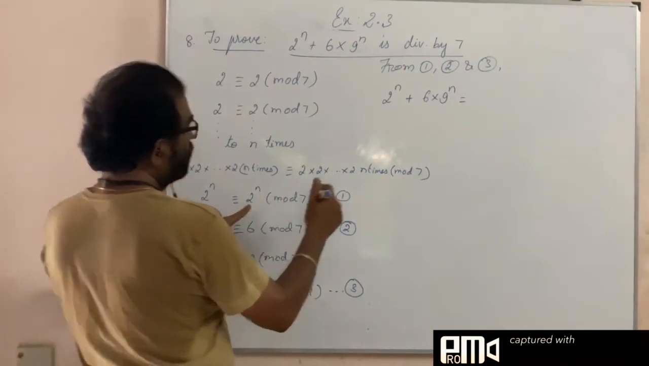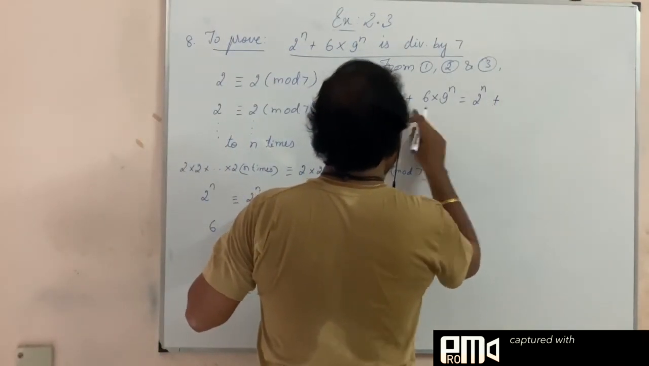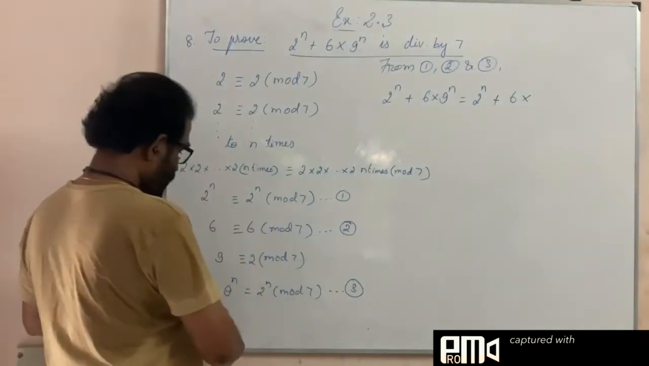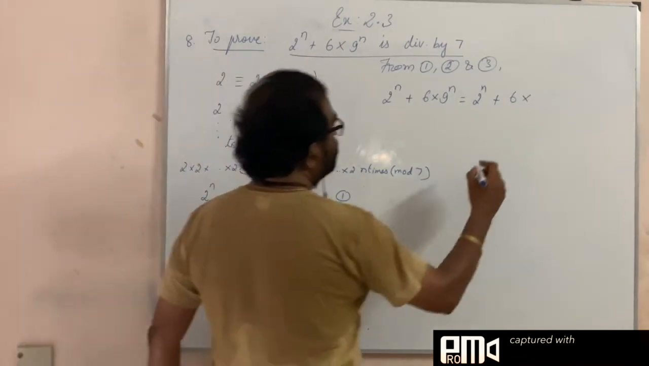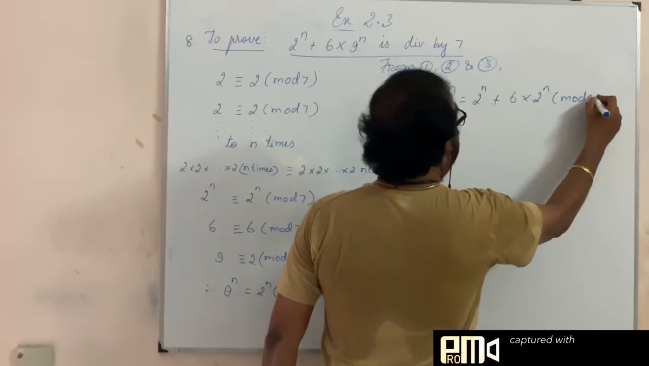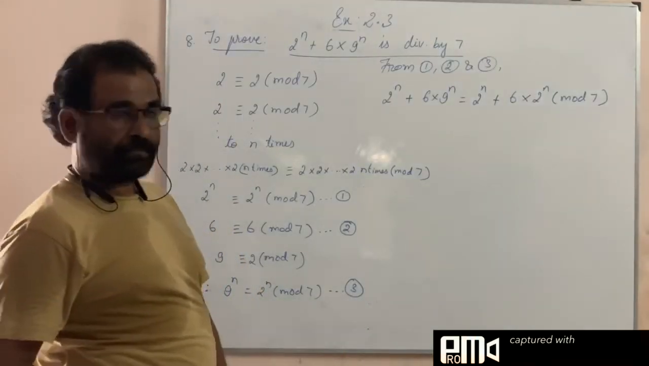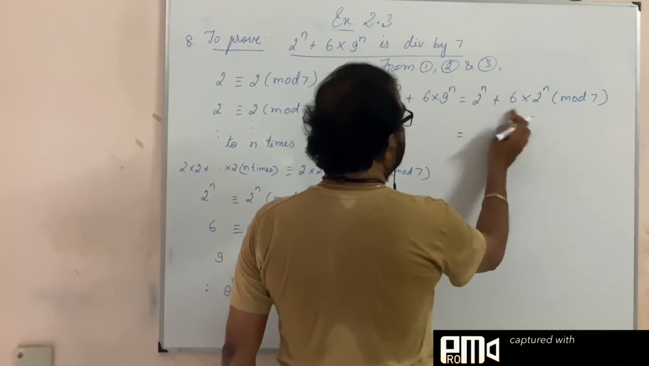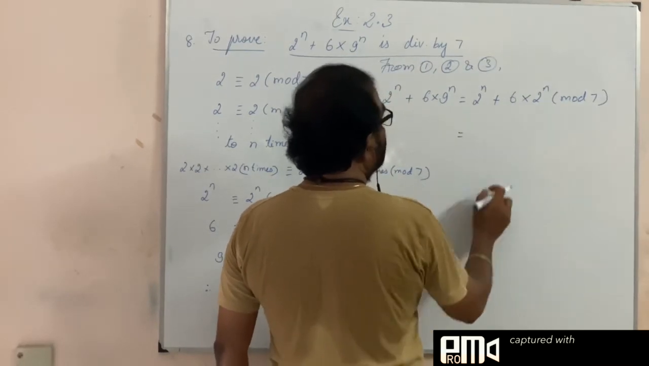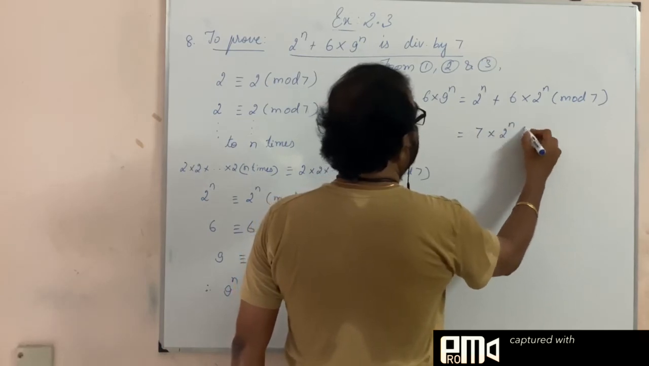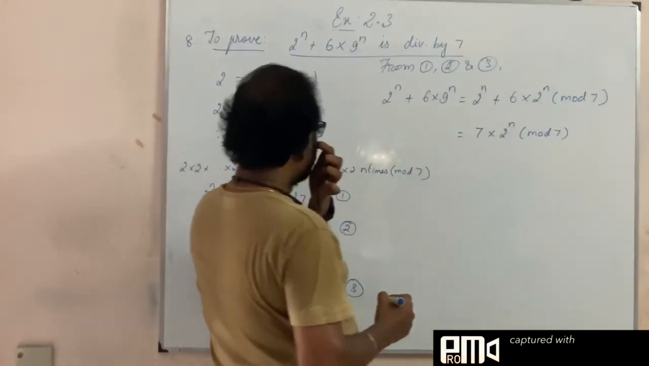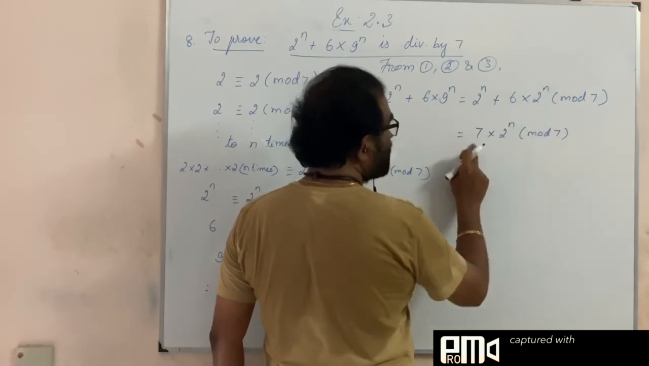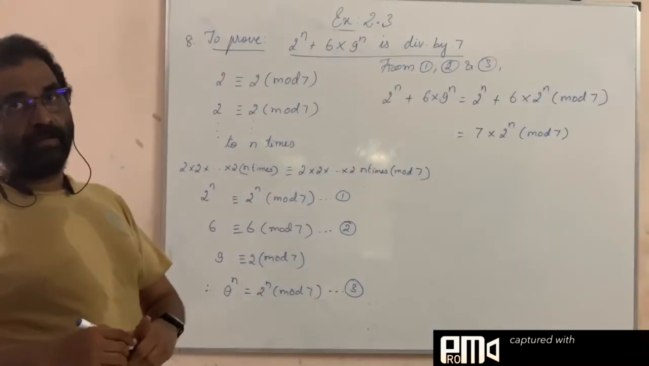On the right side, for 2 power n I get 2 power n only, plus 6 into, for 6 I get 6, and for 9 power n I get 2 power n, mod 7. This is 1 time 2 power n plus 6 times 2 power n. Together, 7 times 2 power n. Can you follow this? So we have 7 times 2 power n mod 7.